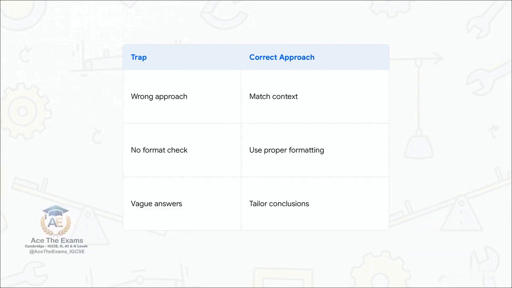This brings us to the 3 rules that guarantee top marks. Rule 1, command word decoding. Don't use a generic approach. Match the specific context of the prompt. Rule 2, PEEL framework application. Don't be vague, tailor all conclusions with specific point, evidence, explanation, and link.